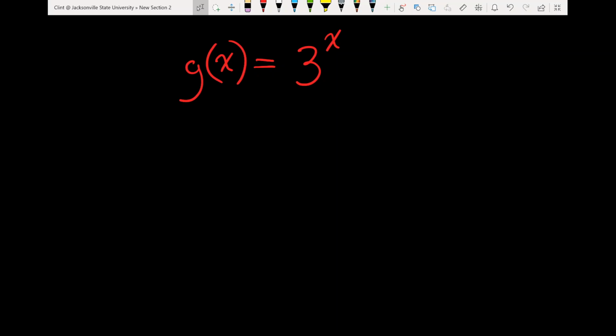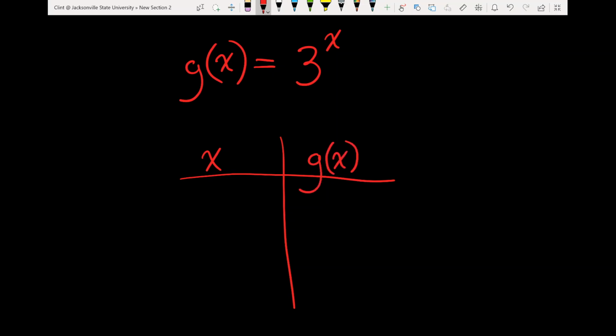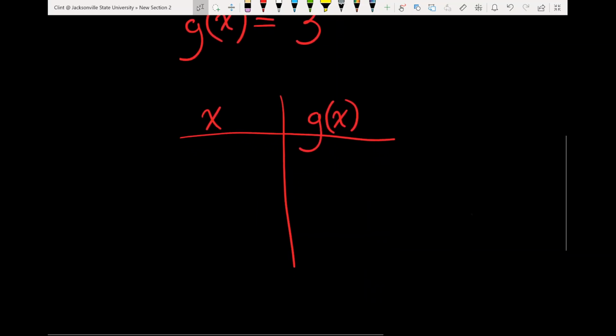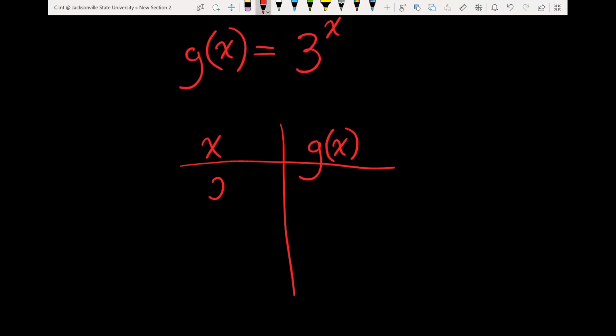Okay, so let's try a few values. Let's just evaluate this function for a few x values and get a feel for it. So let's make a little table. We'll write down what we plug in for x, and then we'll write down what we get out for g of x. Okay, so if we plug in 2, that means we'll have 3 to the second power, right? 2 goes where x is, and 3 squared is 9. So if we put in 2 for x, we get out 9.